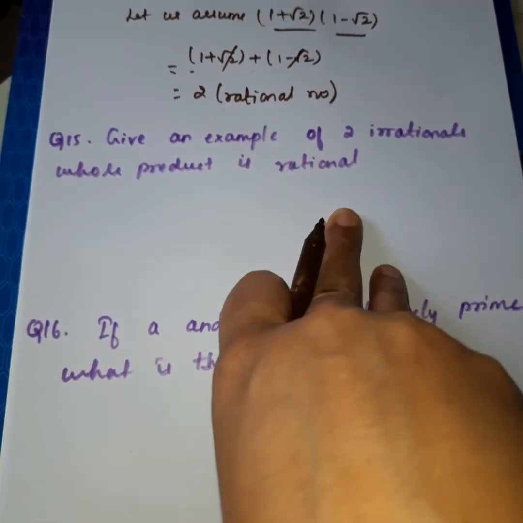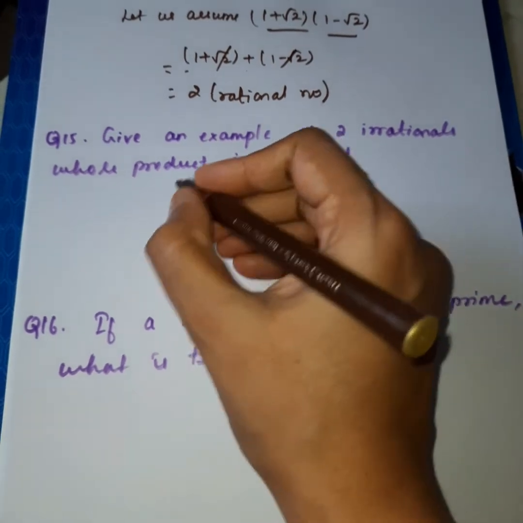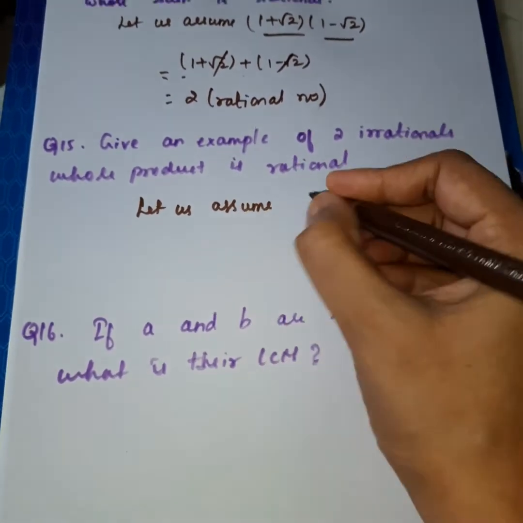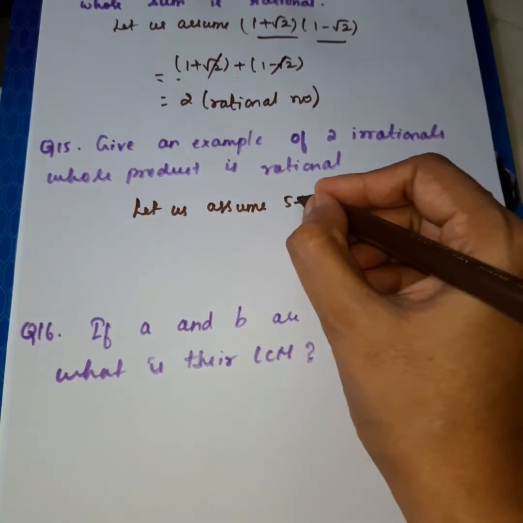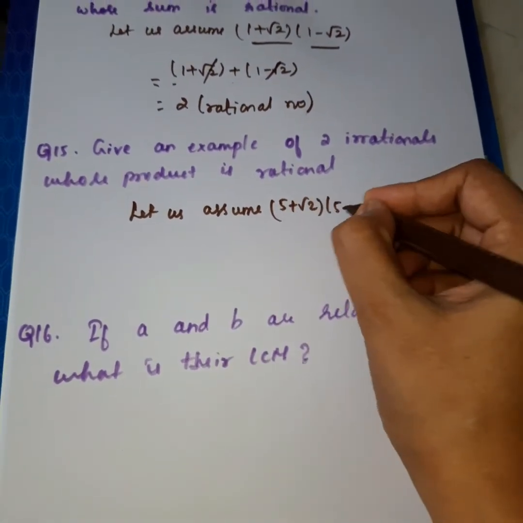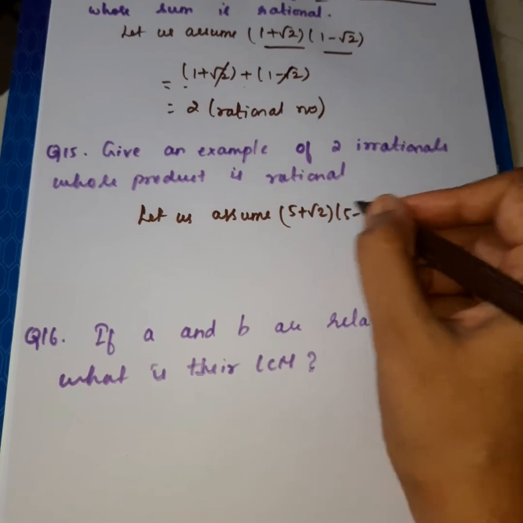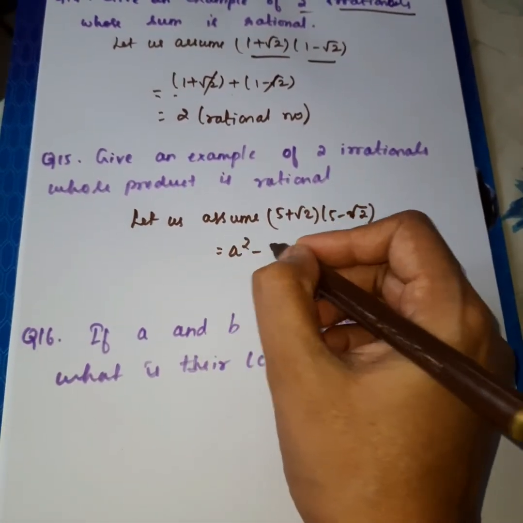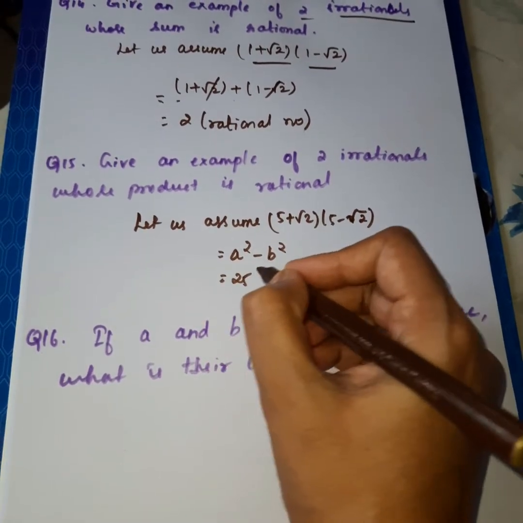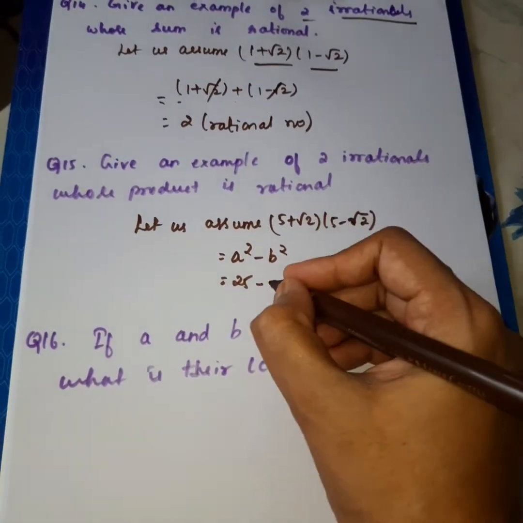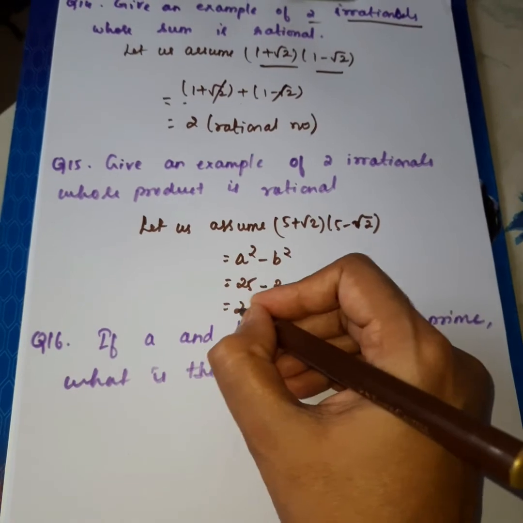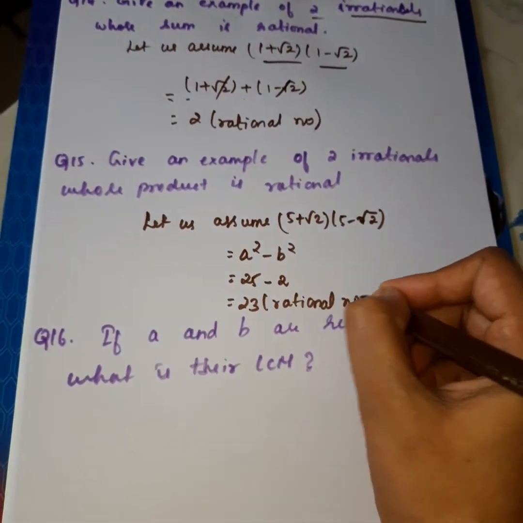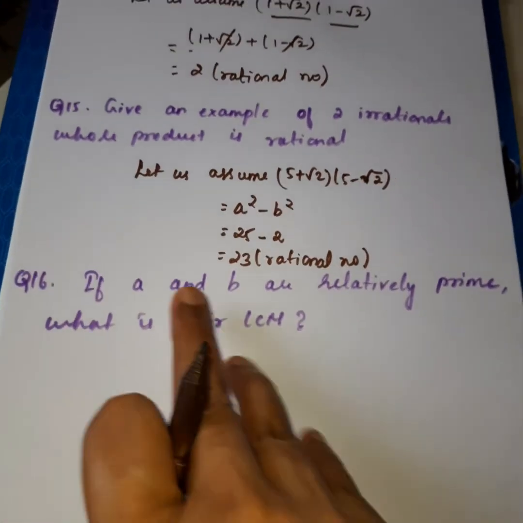So it is not necessary that the sum of two irrationals is always irrational. Same way, question 15, the product is again rational. So let's assume two irrational numbers here, 5 plus square root of 2 and 5 minus square root of 2. This is of the form a plus b and a minus b. So the formula is a square minus b square, which is 5 square is 25 and square root of 2 whole square is 2. So the answer is 23, which is a rational number. So the product of two irrationals can also be a rational number.